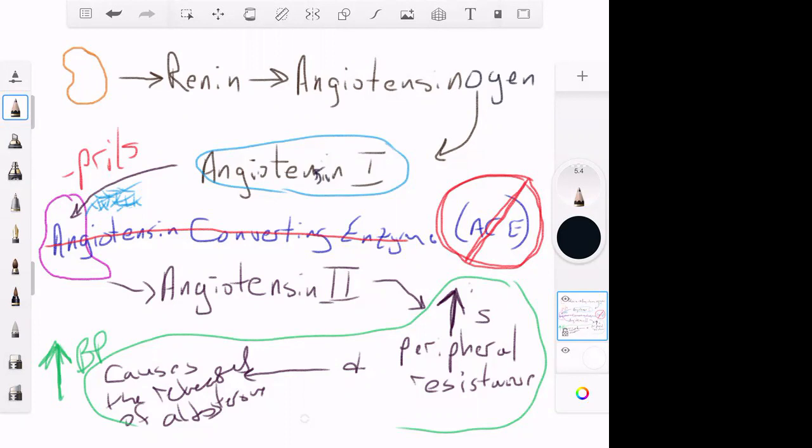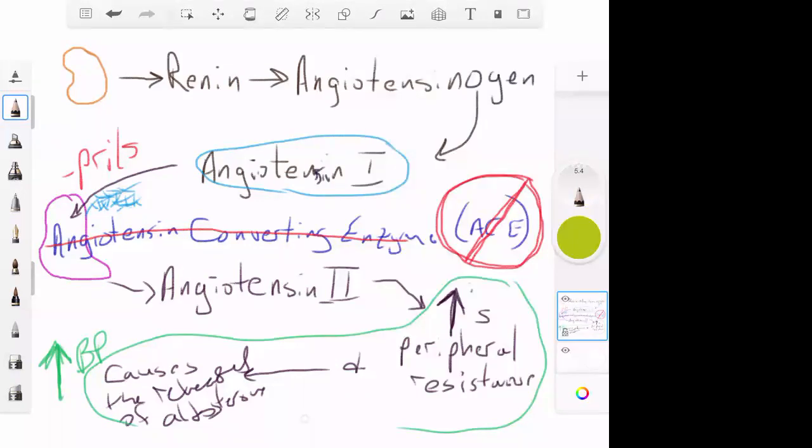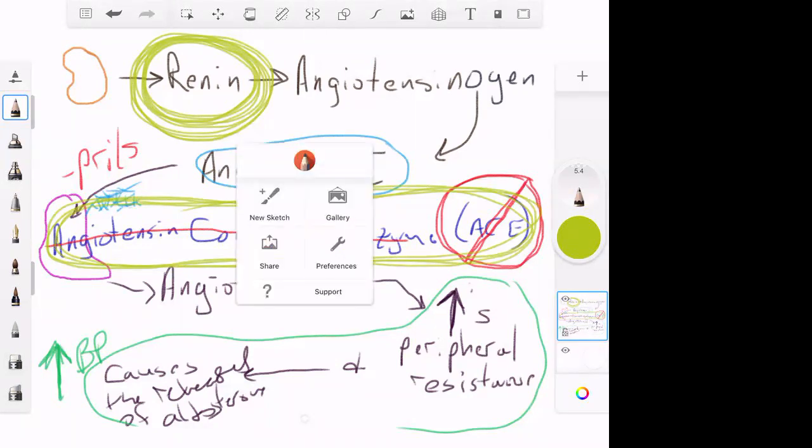Am I going to test you on this? Yeah, I am. Probably not in this much detail. What I would definitely want you to know about, I will circle in yellow. Yellowish green. The renin part that starts this whole process. Maybe the ACE part as well, happening in the lungs, angiotensin converting enzyme. But definitely the renin part that starts this process. But no, you do not have to know all these different steps and what converts to what. That's kind of unnecessary.